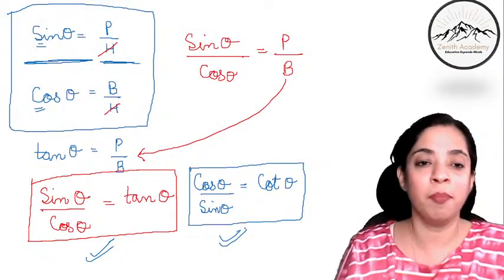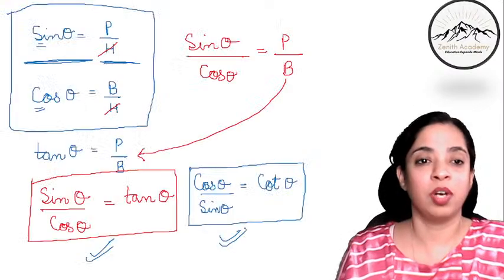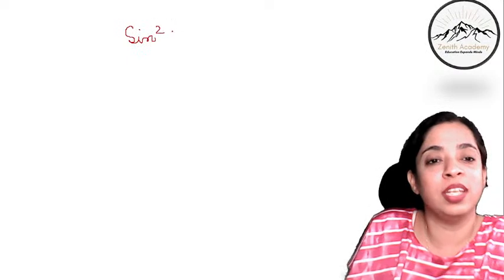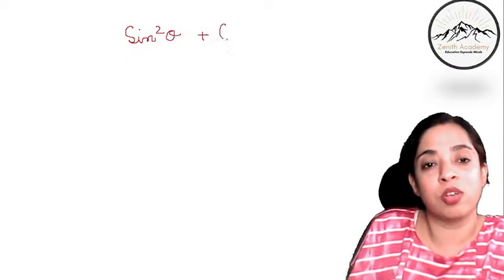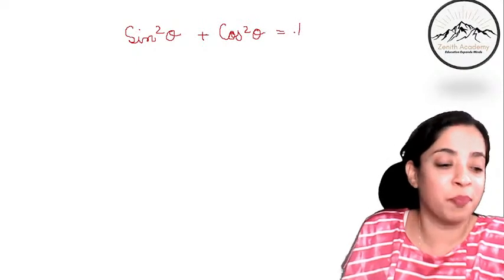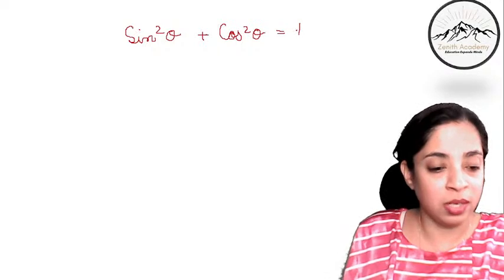Now, let's come back to this boy and girl. The girl is really impressed by this boy. Wow, what a way of proposal! If I was sine square theta and you were cos square theta, together we are 1. So now the girl is impressed. The girl is saying yes.